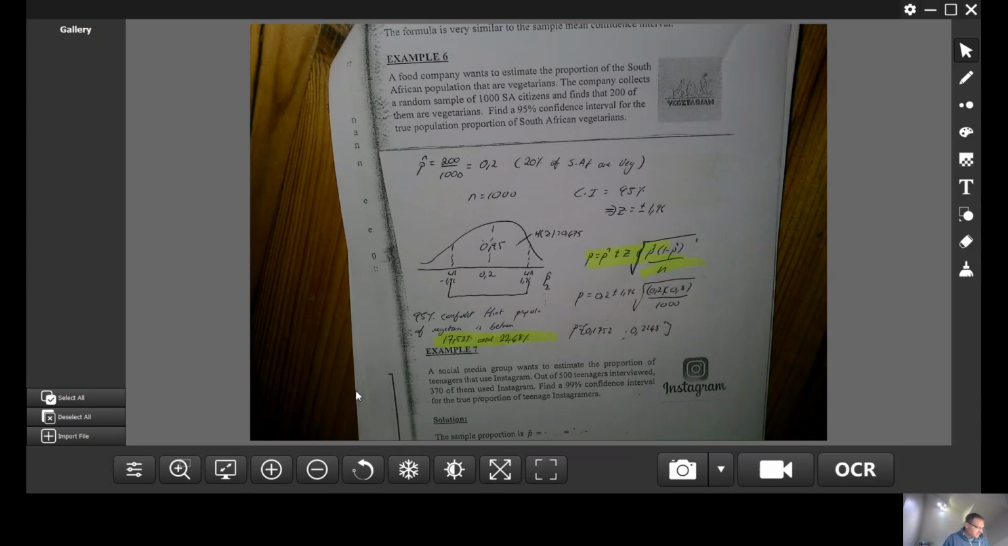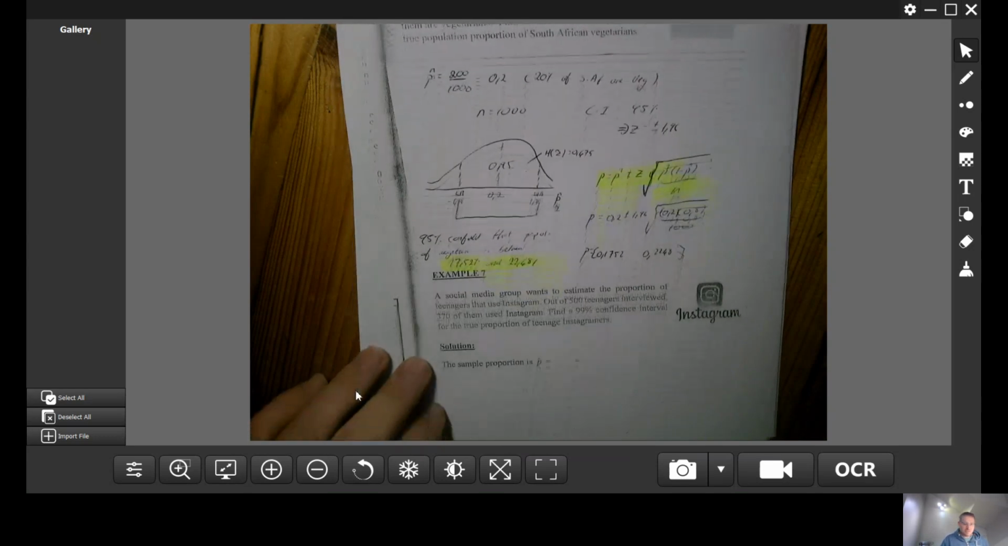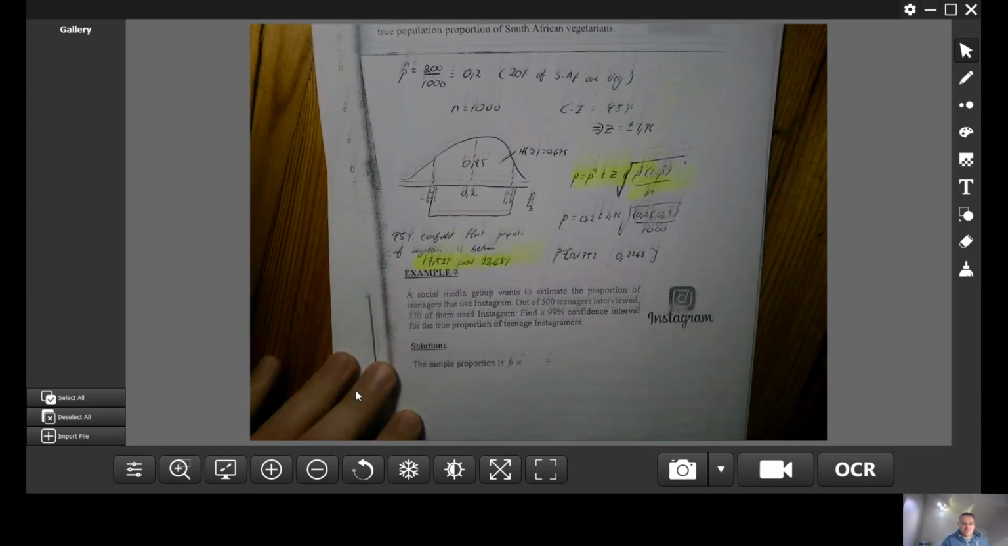Alrighty, example 7. Just check if you've got that all down. Press pause if you haven't.